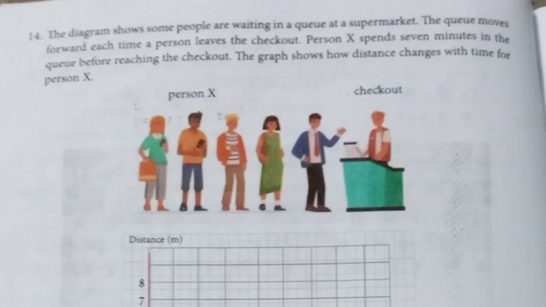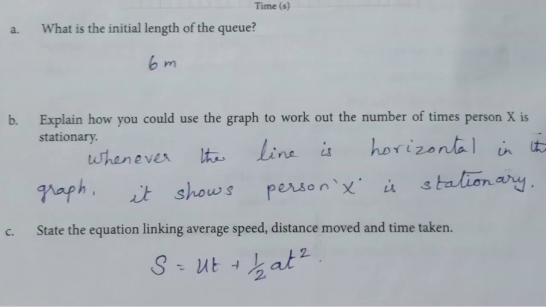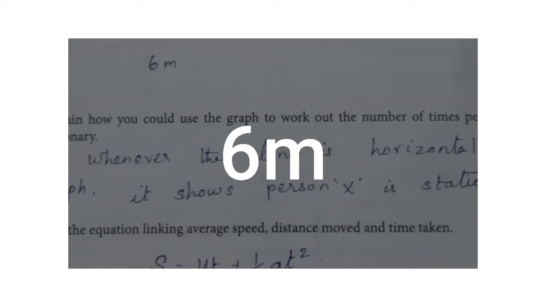14. The diagram shows some people waiting in a queue at a supermarket. The queue moves forward each time a person leaves the checkout. Person X spends 7 minutes in the queue before reaching the checkout. The graph shows how distance changes with the time for person X. Now the question is, what is the initial length of the queue? 6 meter.